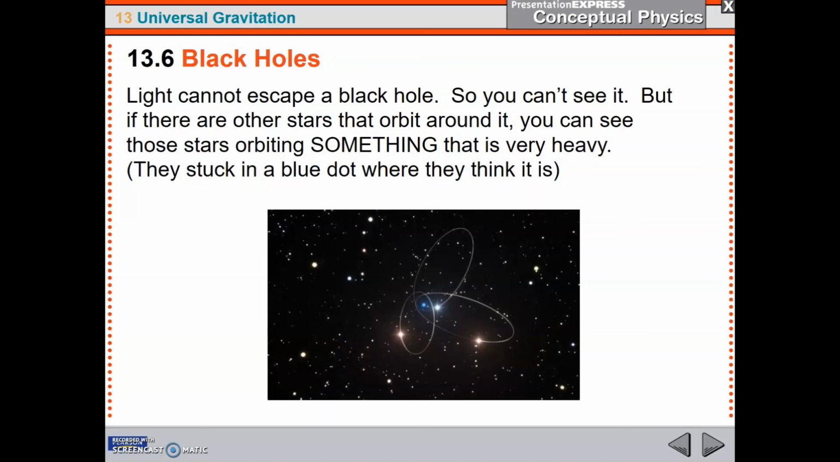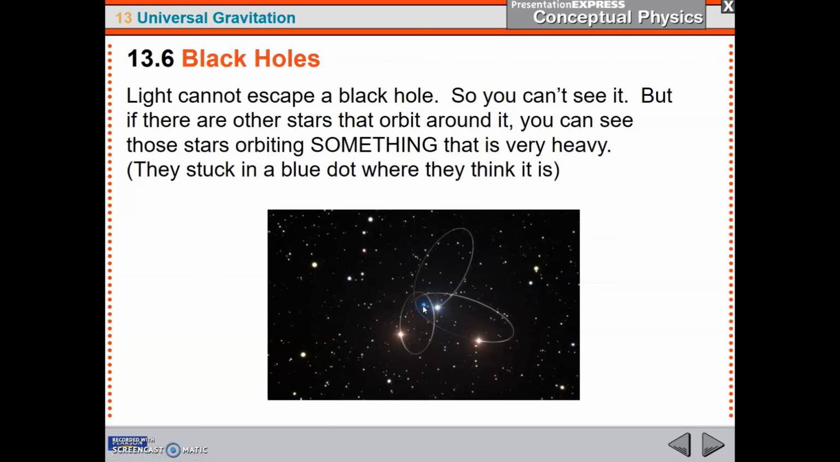Light cannot escape a black hole, as we said earlier, so you can't see it. But if there are other stars that orbit around it, you can see those stars orbiting something that is very heavy. So here is a picture that the astronomers made. There are these 3 stars. Those are very small stars as stars go. And there is the blue dot.